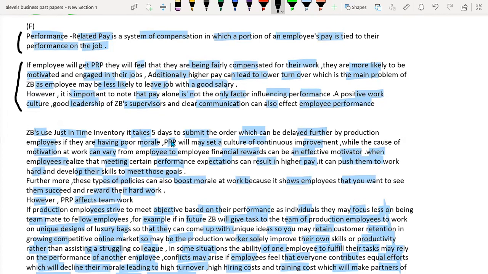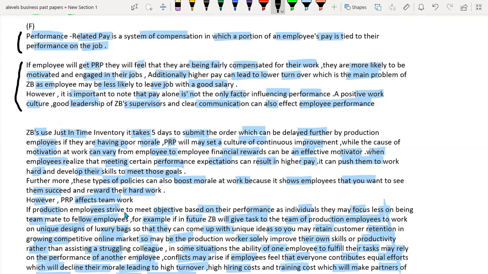If they are having poor morale, PRP may set a culture of continuous improvement. While the cause of motivation at work can vary from employee to employee, financial rewards can be an effective motivator. When employees realize that meeting certain performance expectations can result in higher pay, it can push them to work hard and develop their skills to meet those goals. Furthermore, these types of policies can also boost morale at work because it shows employees that you want to see them succeed and reward their hard work. However, PRP affects teamwork.